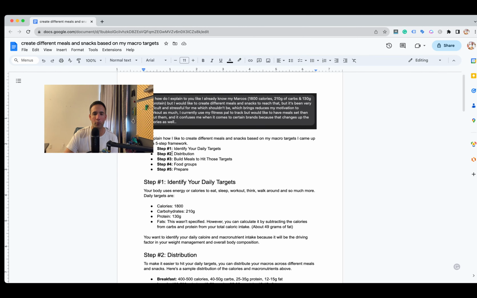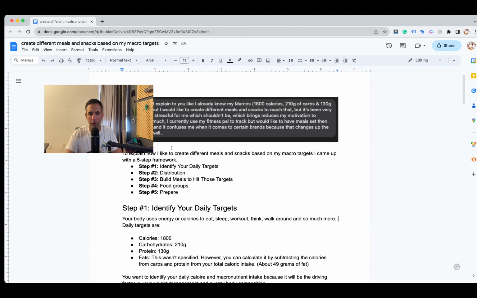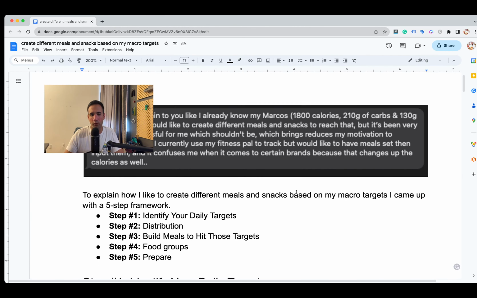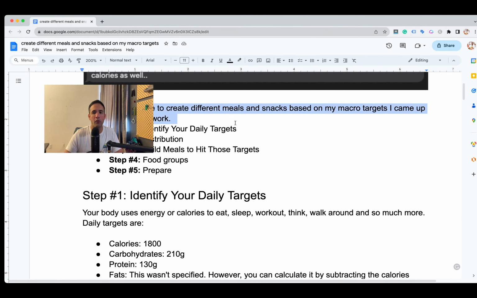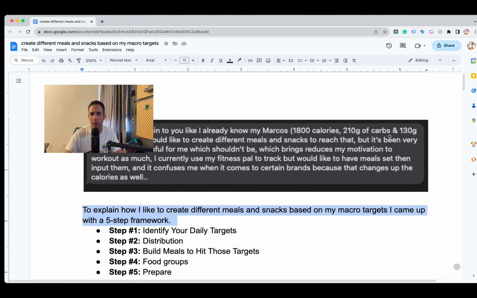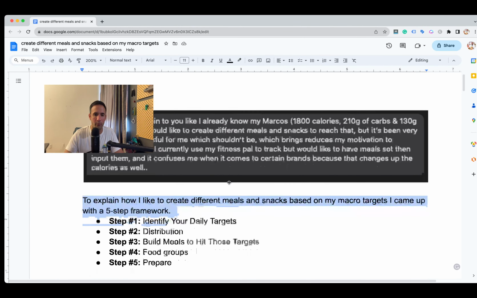First and foremost, we can maybe zoom into this so y'all can read it a little bit better. I wonder if that'll fit the screen. We'll find out. To explain this, I created a 5-step framework, or 5-step process, and they break down like this. Step 1, identify your daily targets. That was already done here. We have 1,800 calories, 210 grams of carbs, and 130 grams of protein.